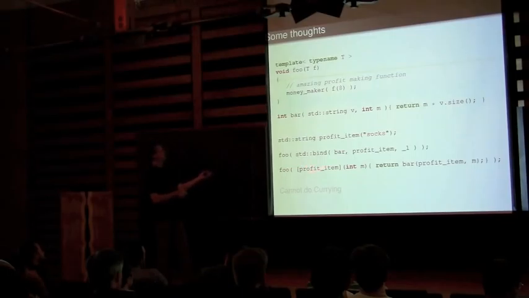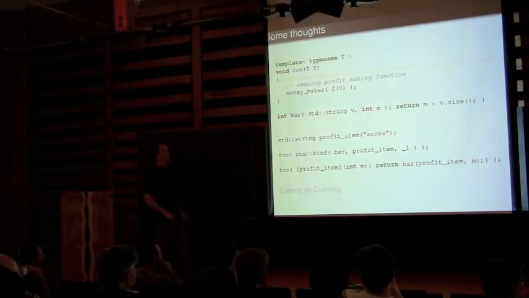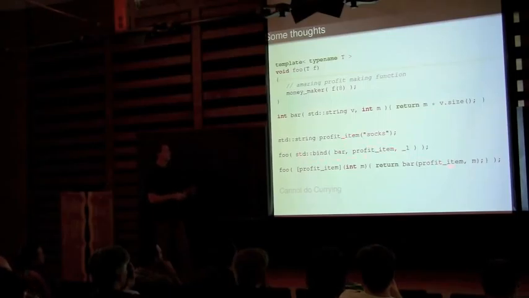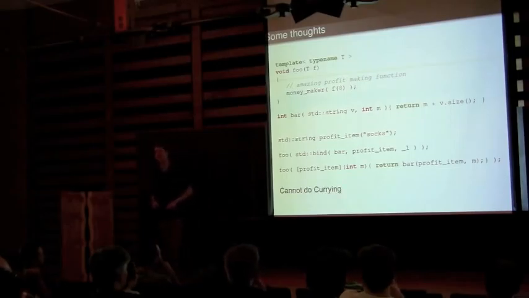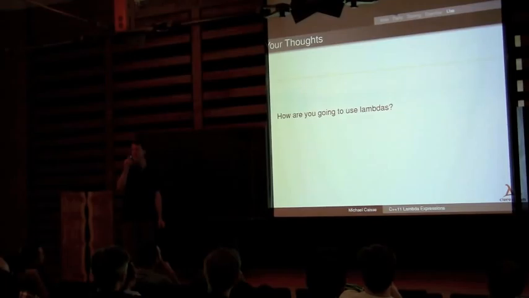But I could have done this instead, right? Capture profit item by value. I'm going to have a signature where it takes an int, and I'm going to return, let's just call it, bar profit item m. A lot of people I work with can't read this, and I'm pretty certain some of them will be able to read this, so this would be cool. Except that you can't do currying, so then all kinds of bad ideas start popping up. So then this is where I decided that instead, I want to know how you guys are going to use lambdas.